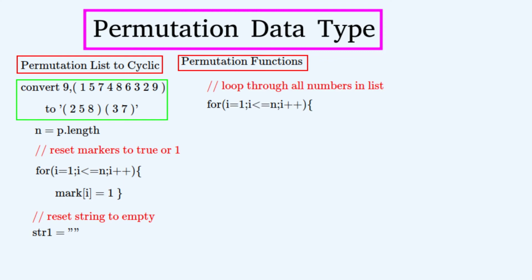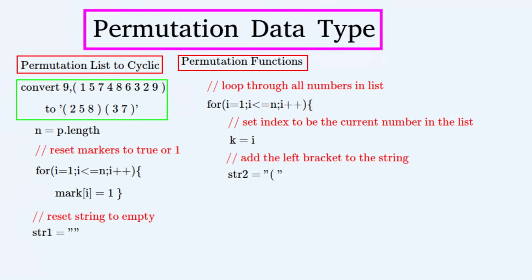We'll loop through all of the numbers in the permutation list. Then we'll set a variable to be equal to this particular variable and follow up where it cycles to. We'll start to make a cycle by adding an opening left bracket. This is a counting variable to count the number of elements in the cycle. If it's 1 or 0, we'll ignore it and print nothing.